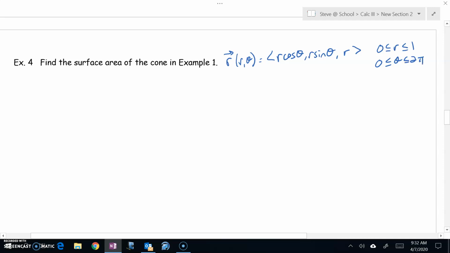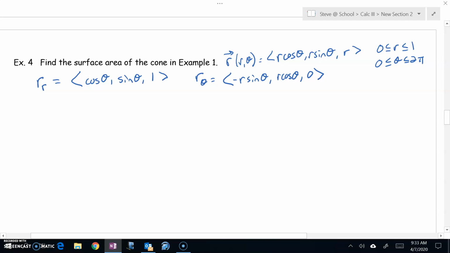So to do a surface area, once you have your parametrized surface, first you need to find the partial derivatives with respect to the two variables. So we're taking r with respect to the radius, and when we do these three things with respect to r, you get cosine theta, sine theta, and 1. When we do the same thing with respect to theta, we get negative r sine theta, r cosine theta, and 0. So there we go, those are our partials.